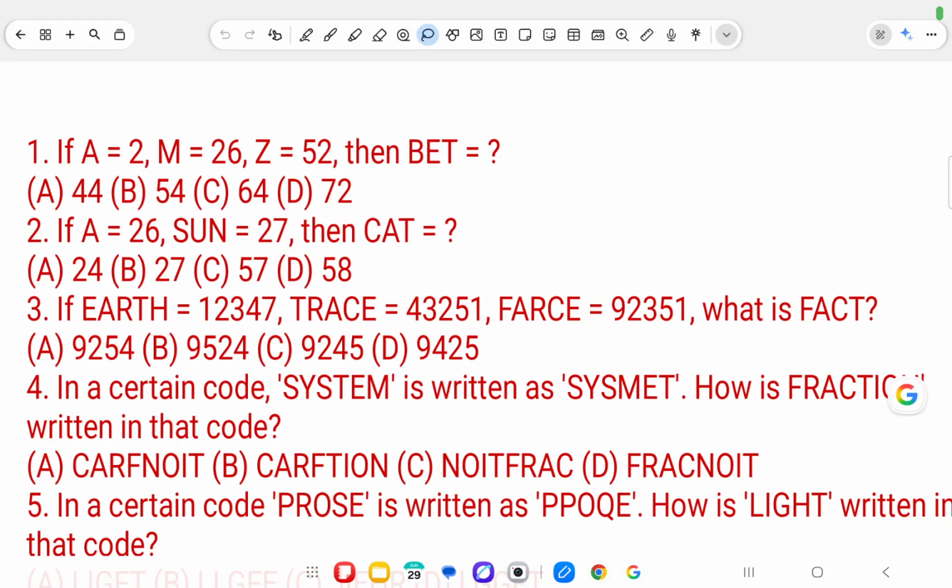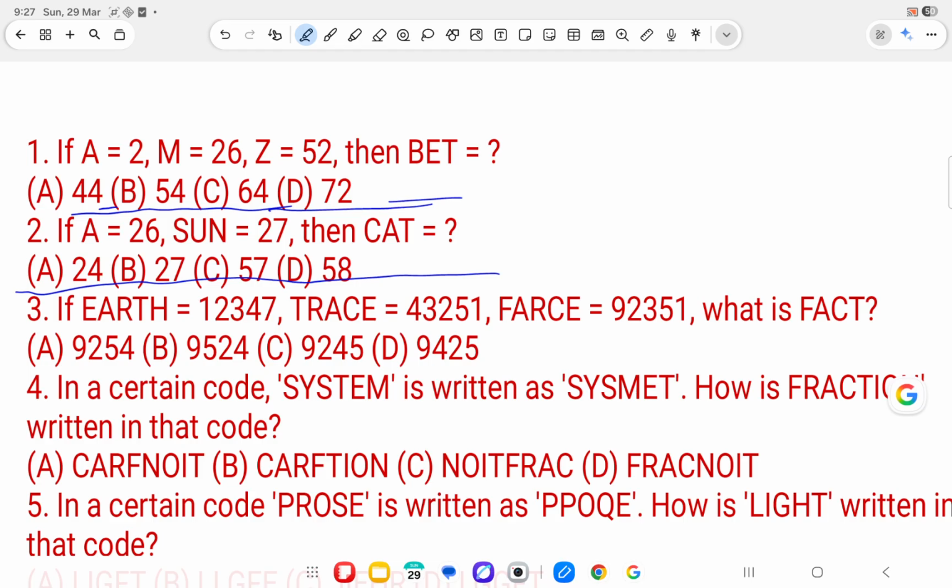Here are some questions on coding and decoding. See, this is a question. Still here, it's a question. And then this is again a question. So, first question: if A is equal to 2, M is equal to 26, Z is equal to 52, then they're asking the code for BET.